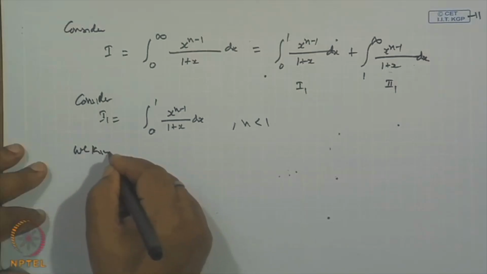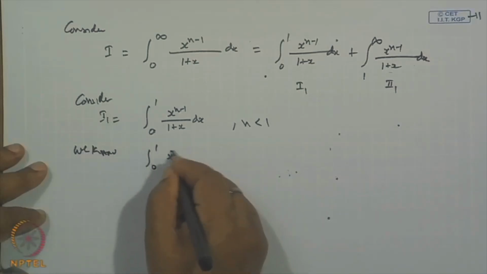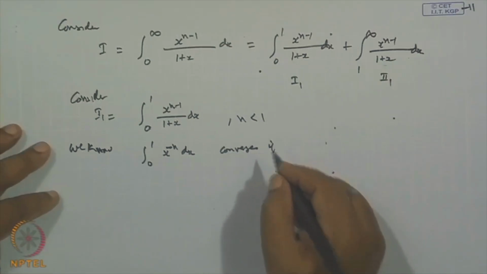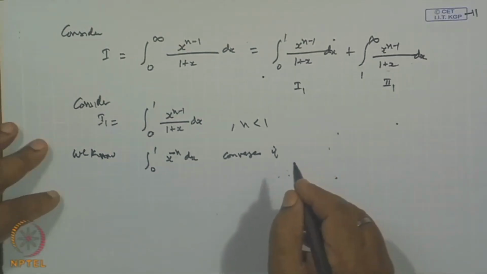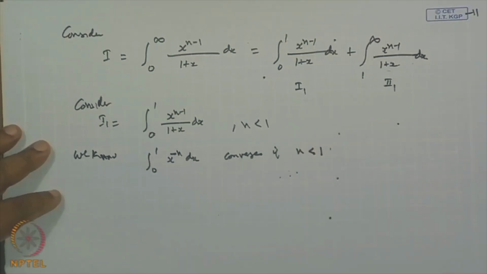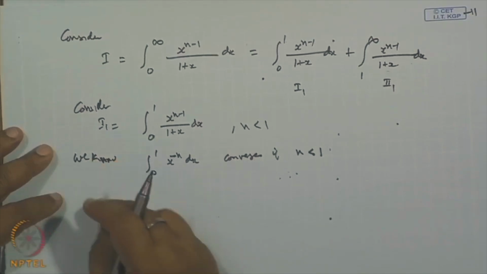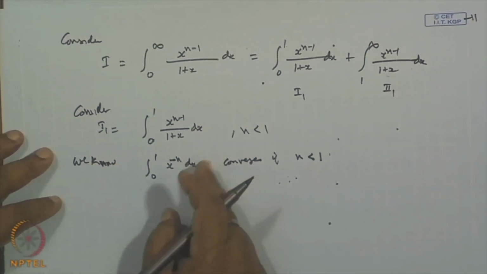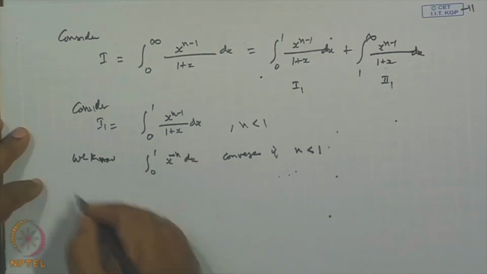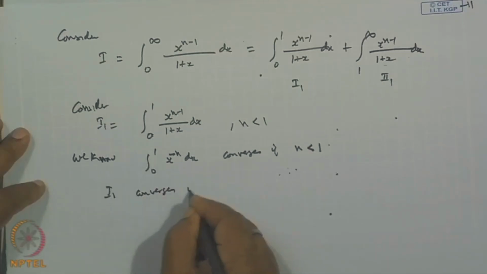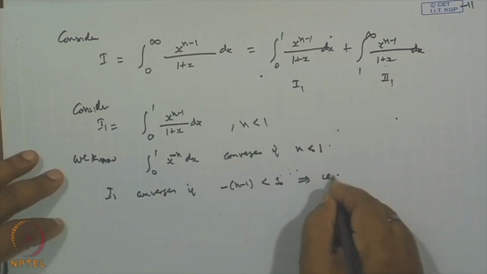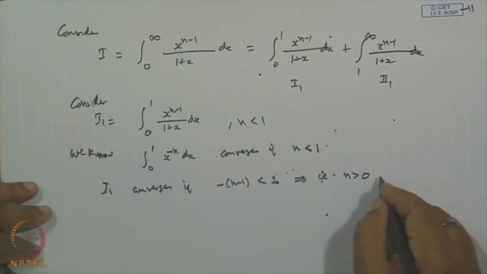We know that the integral from 0 to 1 of x to the power minus n dx converges if n is strictly less than 1. So this integral is convergent when n is strictly less than 1. Here the exponent is nothing but n minus 1, so I1 converges if minus times of this is strictly less than 1, which implies n is greater than 0. So this is the condition for convergence.